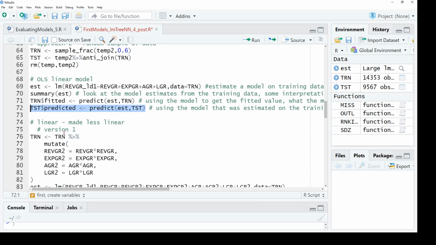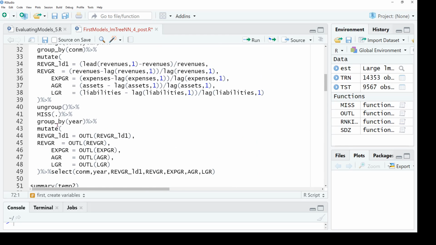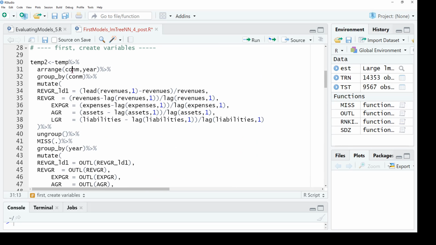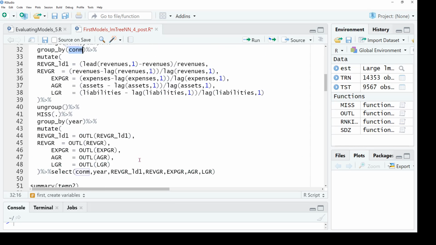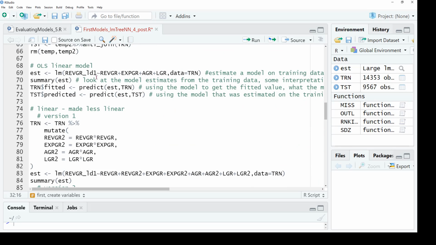All right. And I guess something I forgot to talk about, let's go up here. Notice here, this is a different data set, so I am sorting by the company name and the year, and I'm grouping by company name because we have different columns in the data. All right, so this is our linear model. We have some fitted values and some predictions. One question would be, how good are those? That's what we're going to work on in the next class. So let's move on to some other possibilities.